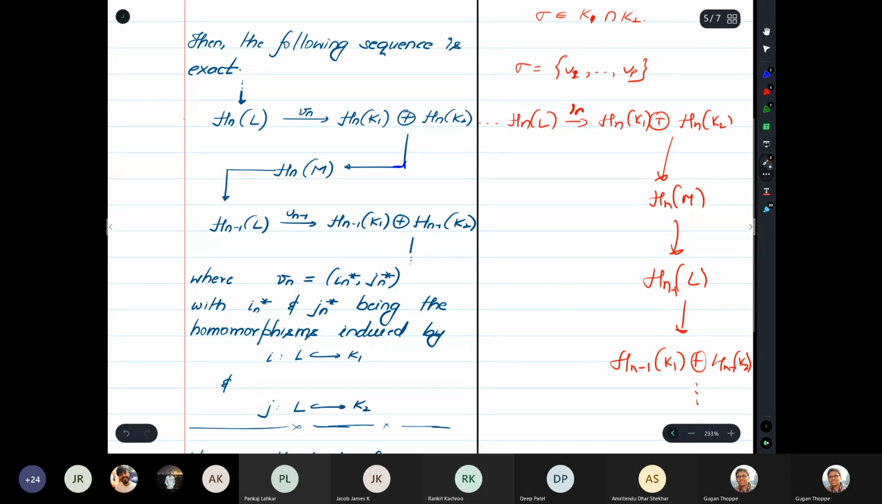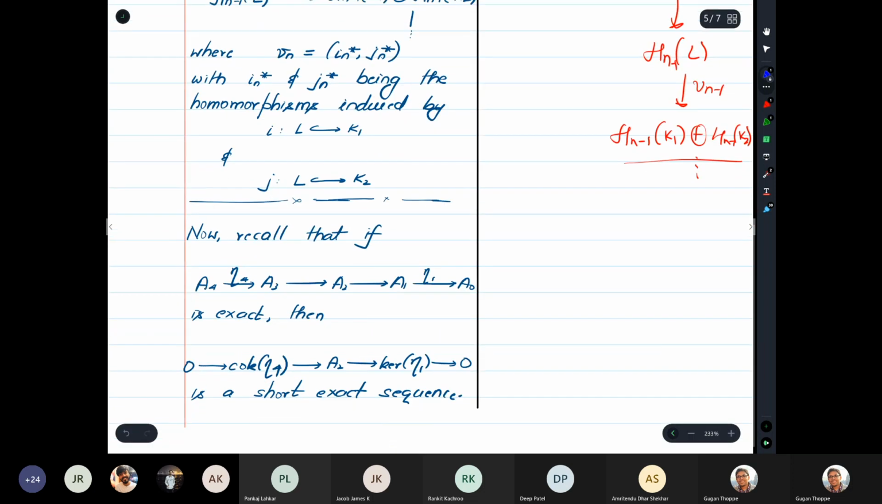So I'm not giving all of them, but I'm giving some of them, in particular the one that goes between Hn of L to this, and the one that goes between Hn minus 1 of L to this direct sum. So there are some vector space homomorphisms, and I'm claiming that this sequence is exact. Now, what does that mean? Okay, so exact always means that whenever you have a sequence, let's go back to this simpler representation.